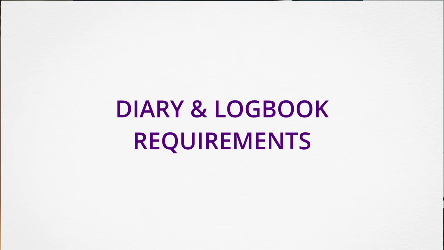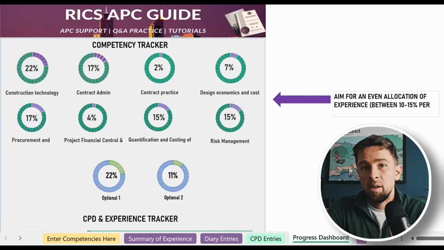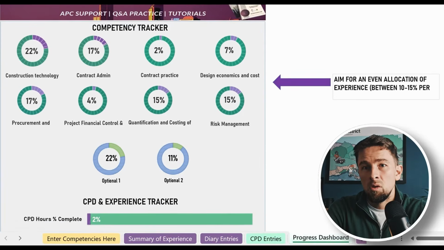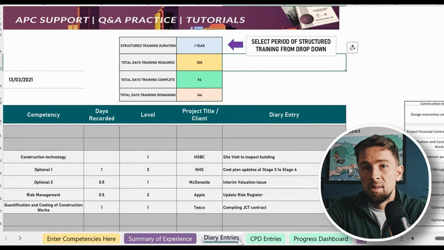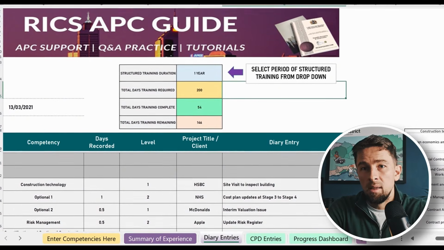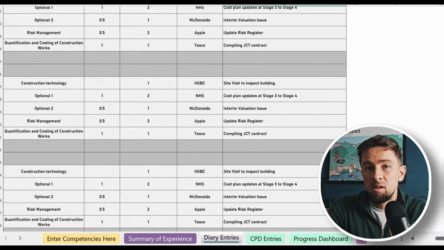These are both still required under the APC, but again, the RICS are now being much more prescriptive around the differences between the diary and the logbook. The diary is simply used to capture your day-to-day surveying experience. There is a copy of an APC diary you can use in the link in the description below. So this simply records your day-to-day experience.